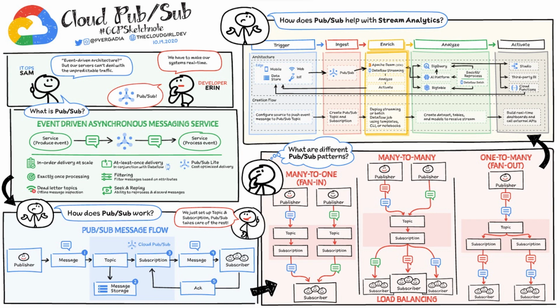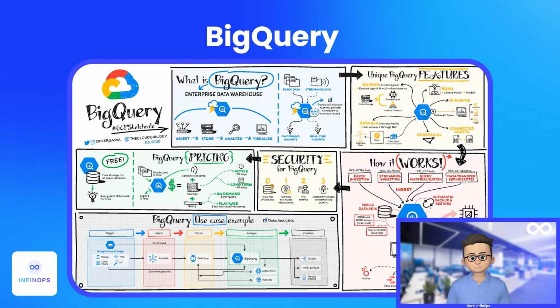Pub/Sub supports various message exchange patterns, including many-to-many, one-to-many, and many-to-one, making it exceptionally adaptable for diverse use cases. From load balancing to instant event processing, Pub/Sub becomes the invisible nervous system that keeps your cloud infrastructure alive and responsive. Next, another analytics tool, BigQuery.